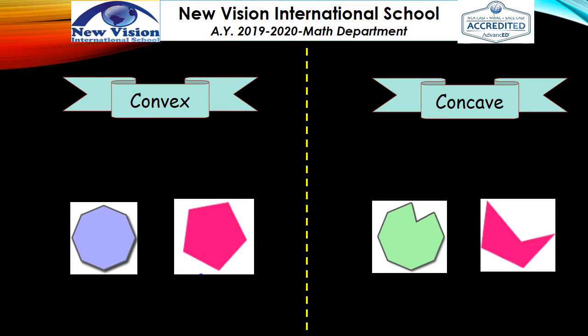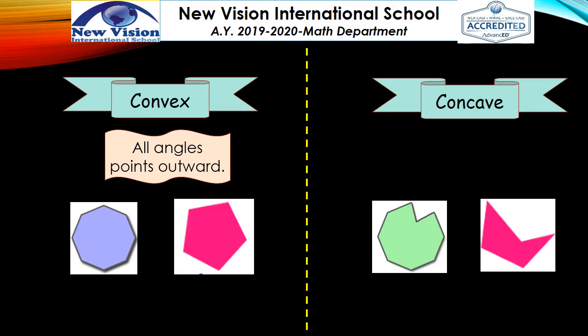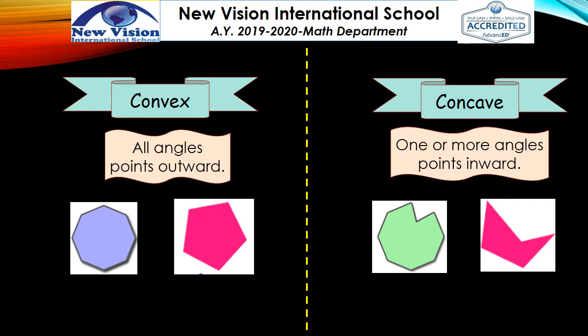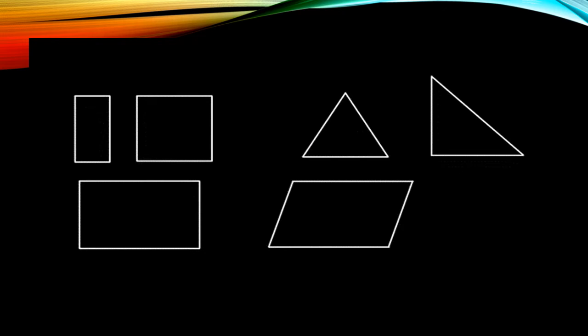Okay, so we also have here the 2 kinds of polygons: the convex polygons and the concave polygons. A convex polygon has all angles pointing outward, and you can see that from the 2 shapes below. A concave polygon has 1 or more angles pointing inward. All right. Before we proceed to the lesson, we are going to watch a video presentation for you to further understand the lesson.